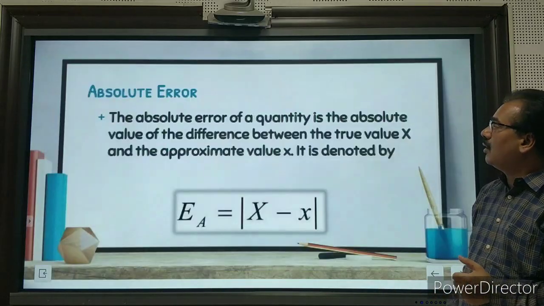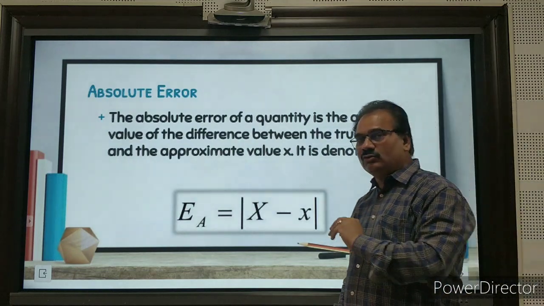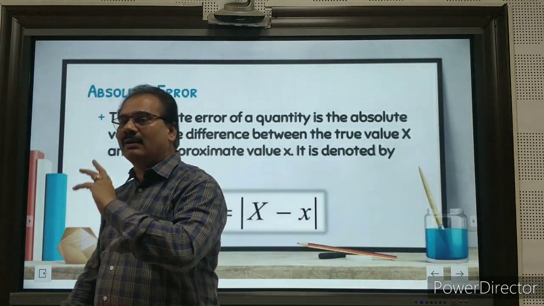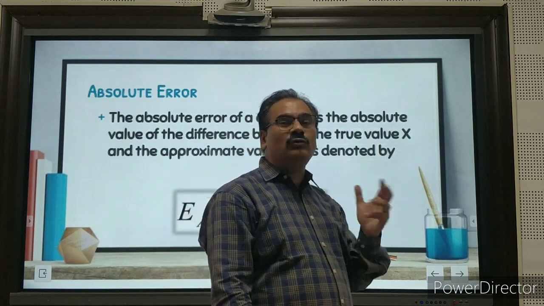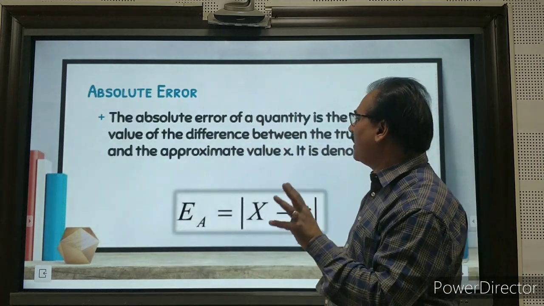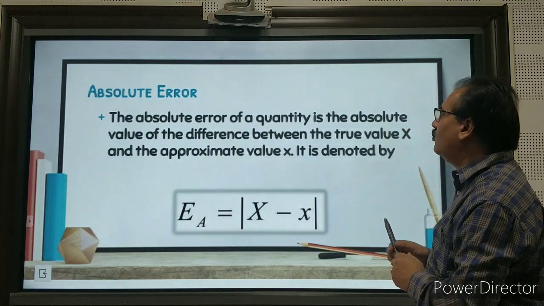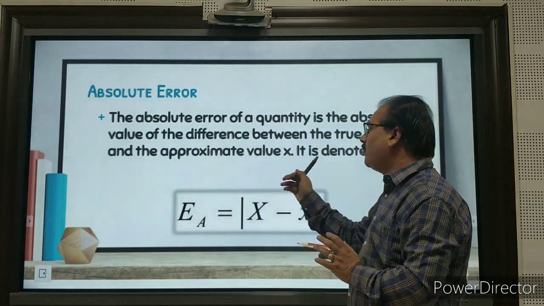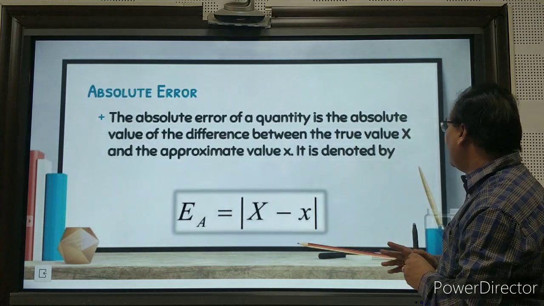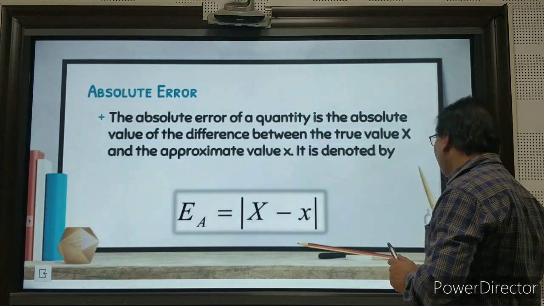Now what is the meaning of absolute error? Generally the meaning of error we always take as absolute error. So what is the definition of absolute error? The absolute error of a quantity is the absolute value of the difference between the true value and the approximate value, and it is denoted by EA.